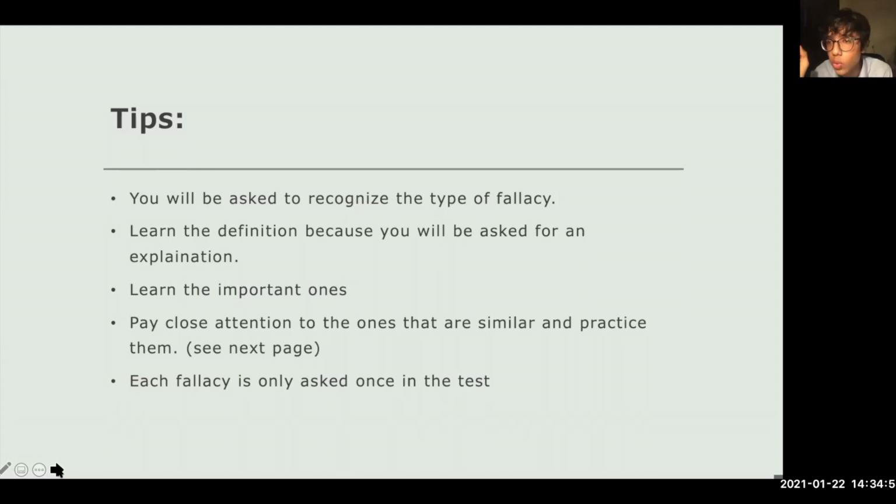So, learning the important ones. If you've noticed, I've started with a few fallacies. Those are the most important ones, so focus more on them. They're a lot more tricky as well. Another tip is paying close attention to the ones that are similar.